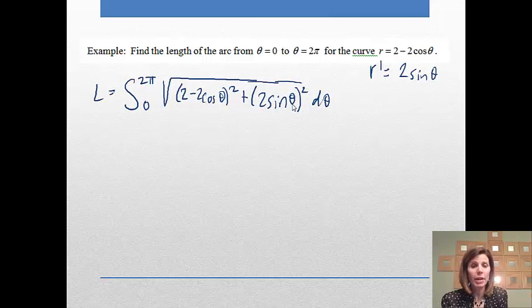And then from here we have it set up, so we're going to let Math 9 do the work for us, and the arc length will equal 16. So hopefully now you know how to find the arc length of a polar curve.